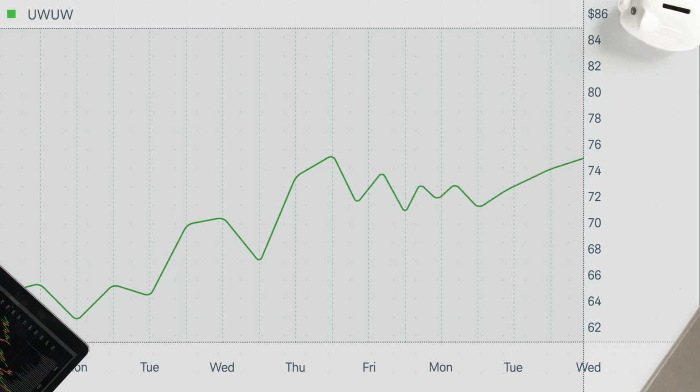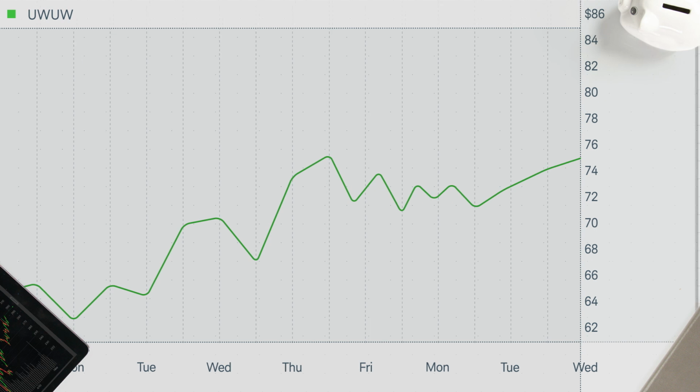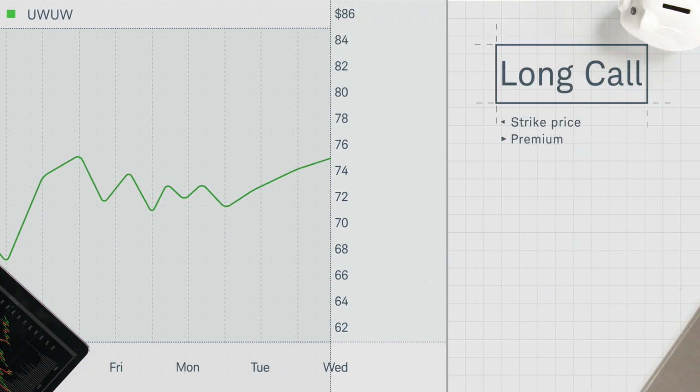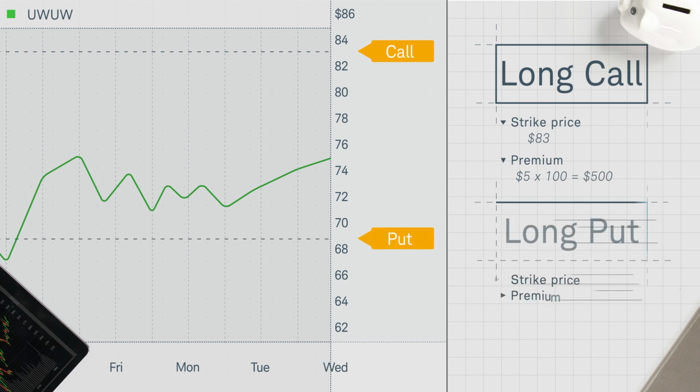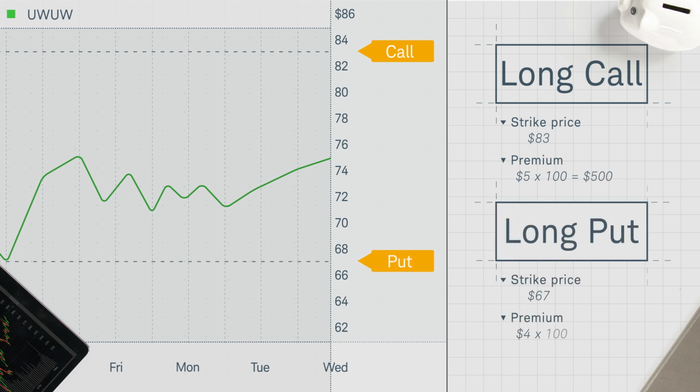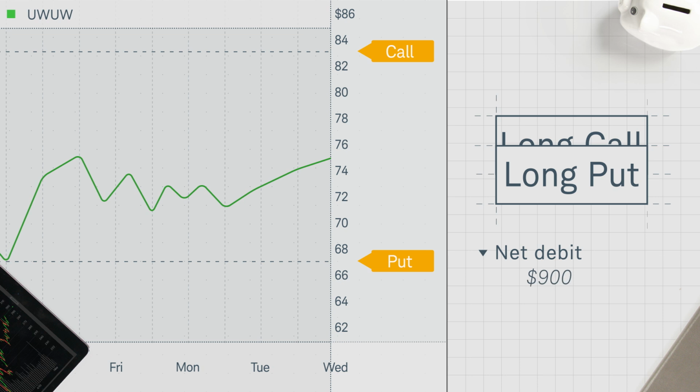Let's say another ETF is trading at $75. To open a long strangle, I can buy an out-of-the-money call with a strike of $83 for $5 and an out-of-the-money put with a strike of $67 for $4. Both expire in 90 days. These are both long positions, so I pay both premiums in order to open the strangle. That's a combined $900 with the options multiplier per contract. This amount is the maximum loss for this trade, not including commissions and fees.